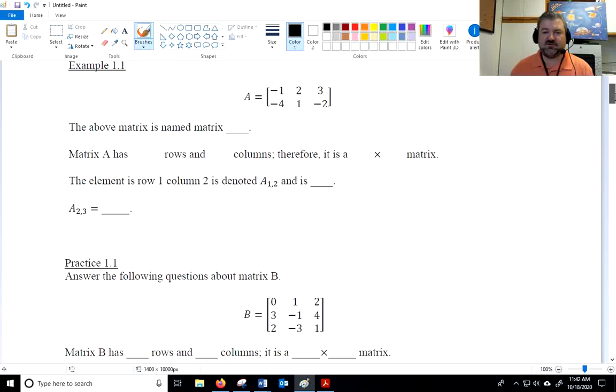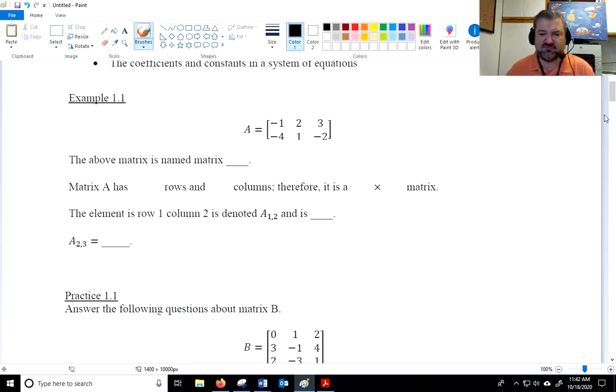All right, so let's get right to it. This is a matrix right here. We have matrix A. It's got a name, right? We've named it matrix A. Matrix A has 1, 2 rows and 1, 2, 3 columns, and therefore we call it a 2 by 3 matrix. So you oftentimes hear us say, oh, we have a 2 by 3 matrix, a 4 by 4 matrix. It's telling you the number of rows by the number of columns.